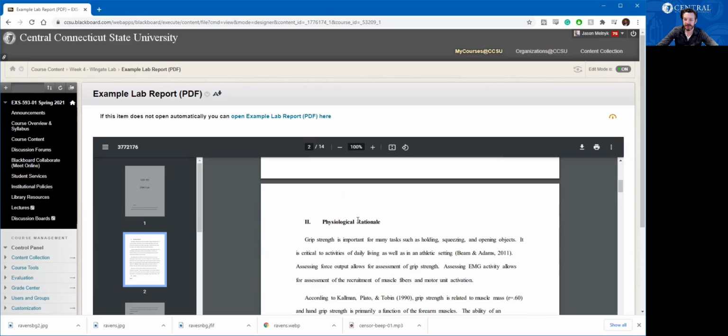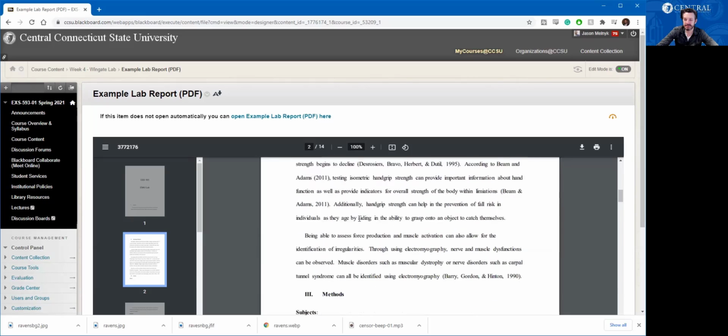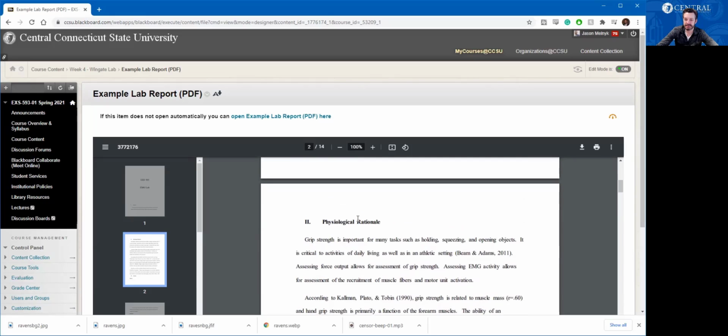The physiological rationale is usually 1 to 2 pages. And it's the idea that why are we measuring what we're measuring? So in the Wingate Lab, you're testing anaerobic power. So what is anaerobic power? What does it tell us from a health or fitness perspective? Why is it important? Why might we assess it?